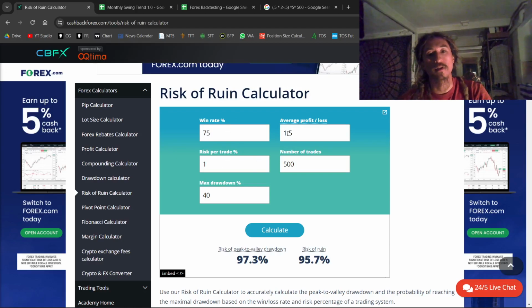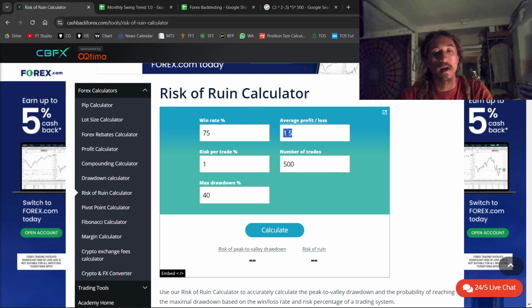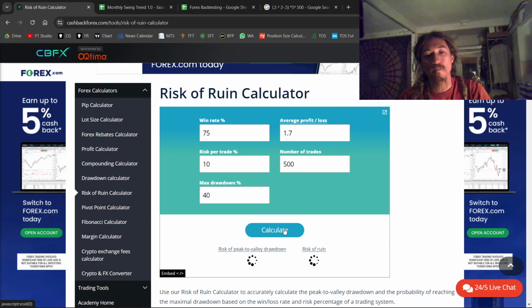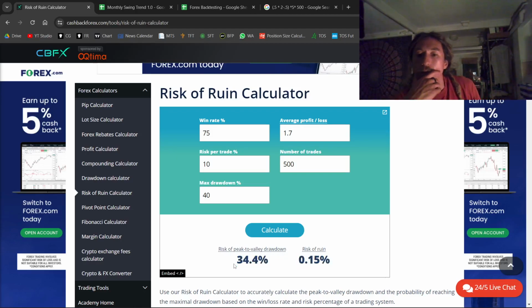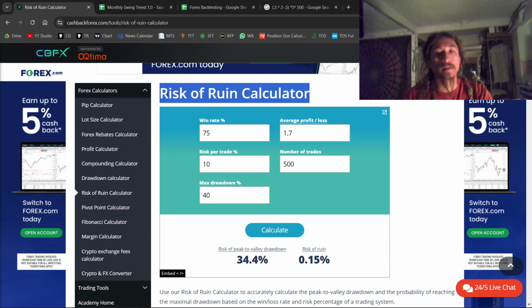Let's say your stats are crazy good, like 75% with a 1.7 R. Let's see what happens if you risk even 10%. You're safe to risk 10%. That's crazy. So get your stats good, know your stats, and then figure out what kind of drawdown you're willing to tolerate, and let it play out.